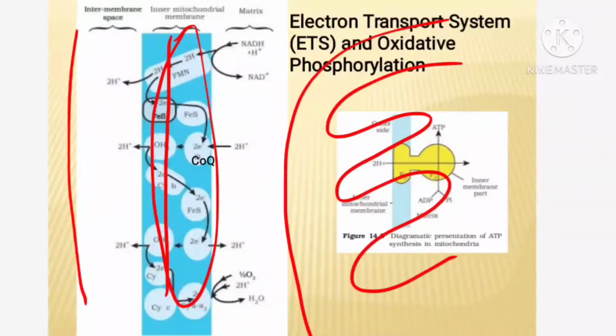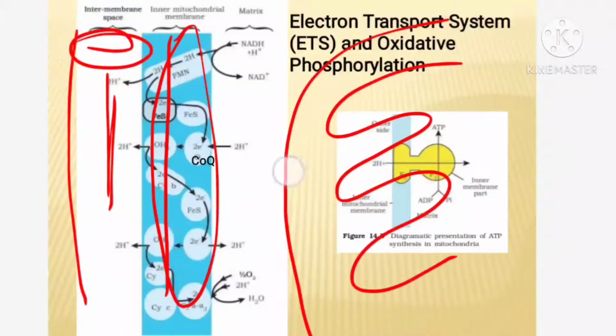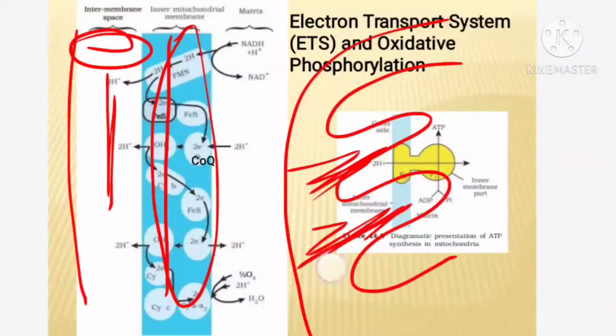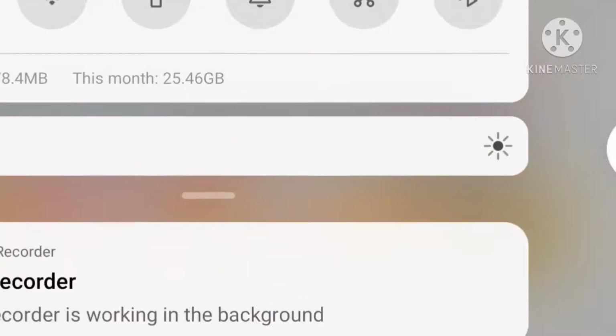In between the inner membrane and outer membrane, this space we call the intermembrane space. This space we call what? The intermembrane space. Inner to the inner membrane, what are you having? You are having the matrix. Is that clear? So, this diagram is fine.